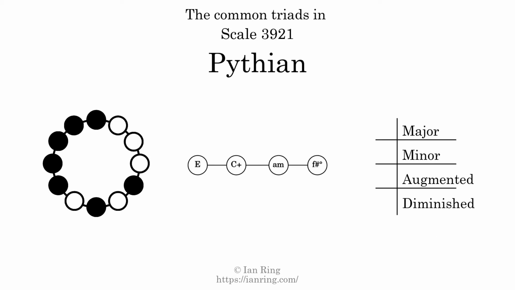111101010001. Here are the common triads present in this scale. The diagram in the center is a graph of parsimonious voice leading between triads. There is one major triad. There is one minor triad. There is one augmented triad. There is one diminished triad. Here is a Hamiltonian path of parsimonious voice leading that uses all the triads.